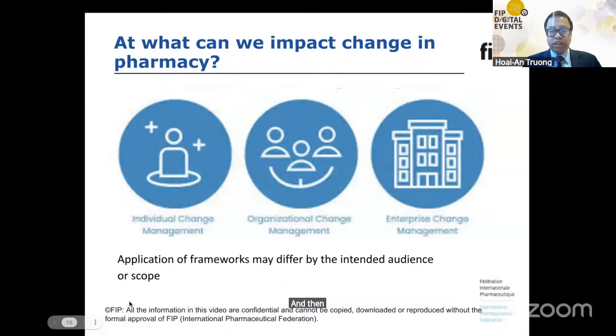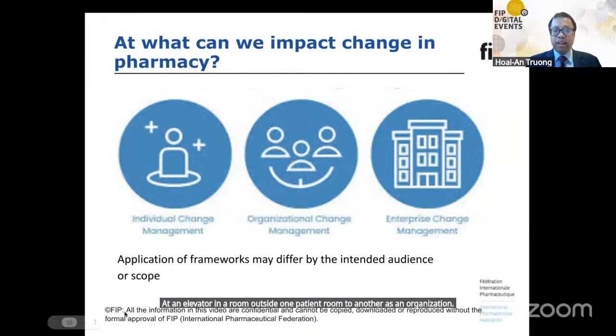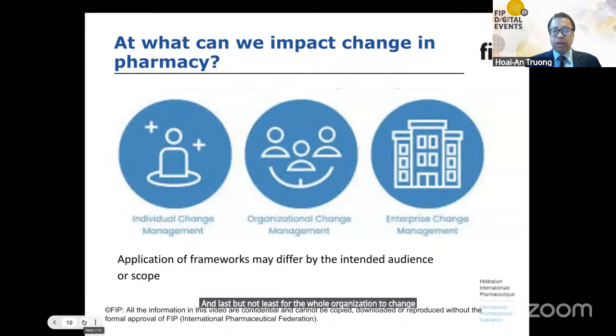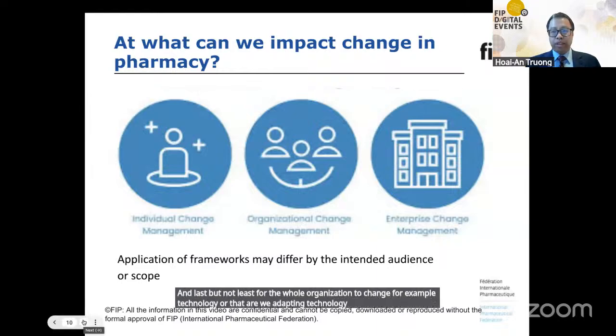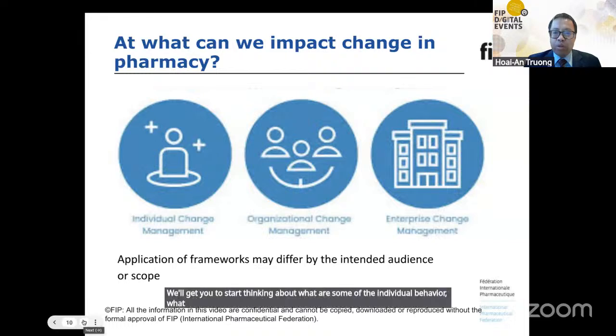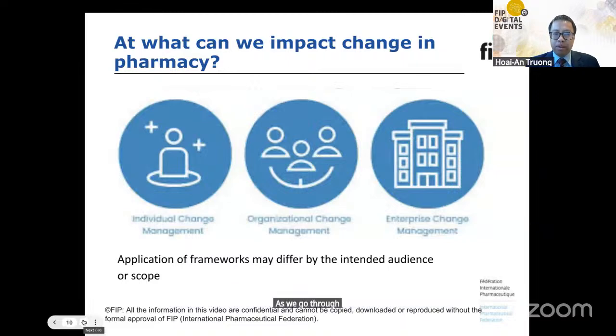And then organizational change, for example, let's say use of hand sanitizer. We see it stationed at the elevator, in the room, outside one patient room to another. As an organization, how do we make sure that this is changing at the macro level, at the organizational level, so that everyone will do the same thing? And last but not least, for the whole organization to change, for example, adopting technology, such as the electronic medical record for the entire organization. So these are just some examples. We'll go into much more detail, but these are really just to open. Thank you, Jeanine, for asking. We hope you start thinking about what some of the individual behaviors are, what some of the organizational changes are in your organization, and what some of the change management can happen as we go through the different theories and models.